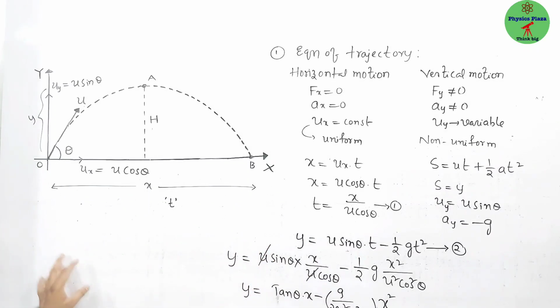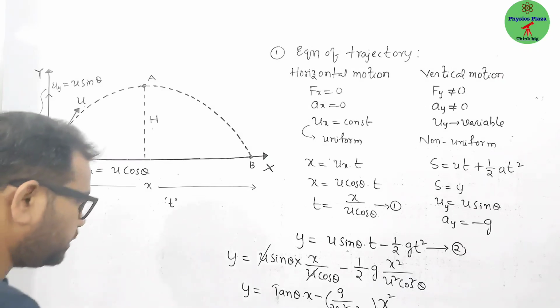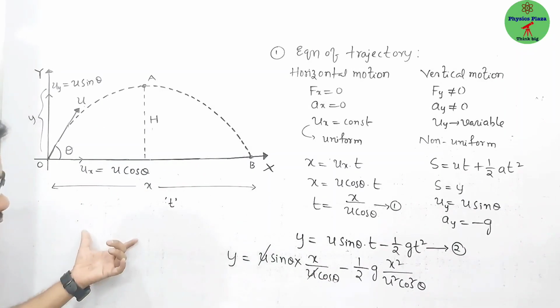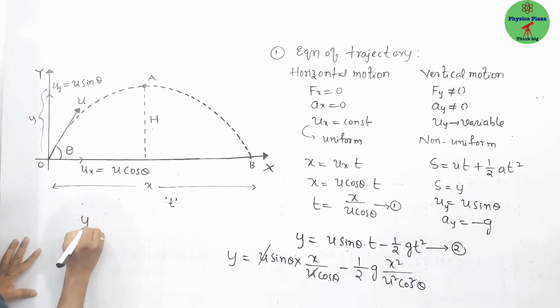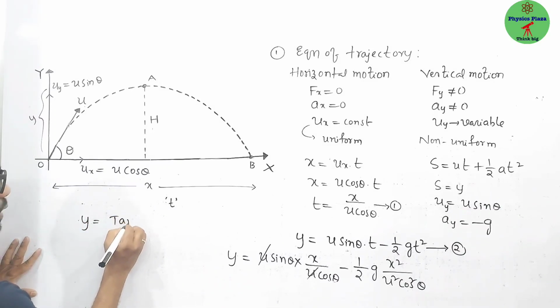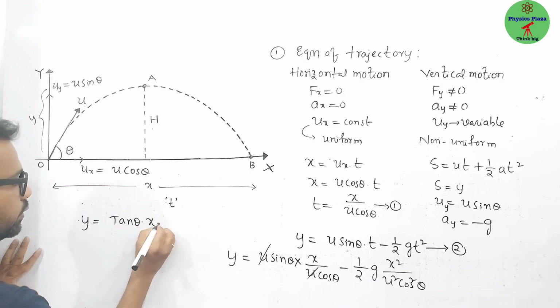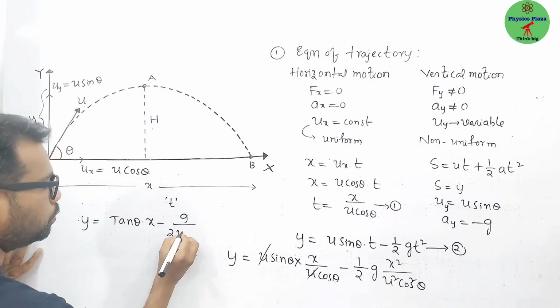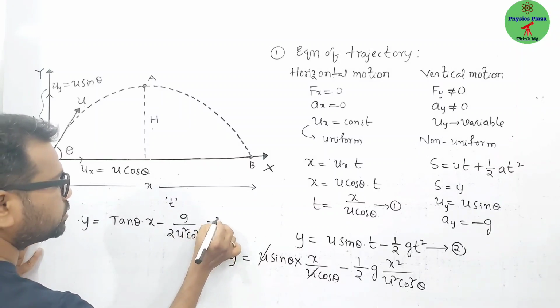Are you able to see this equation, whatever I am writing? So no, you are not able to see. Okay, let me write here. So it is not seen. So okay, no problem. Let me write here, children. So I am writing here. Try to understand. So here y is equal to, we got tan theta into x minus g by 2u square cos square theta into x square.